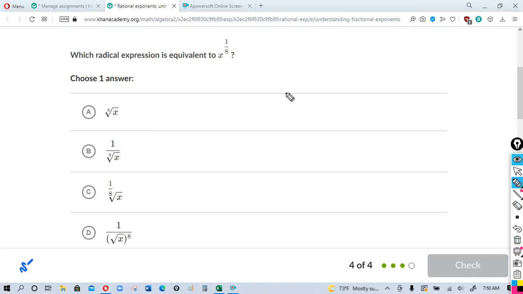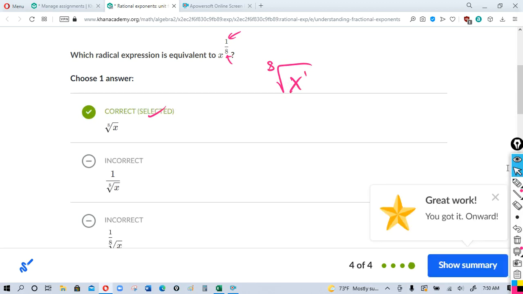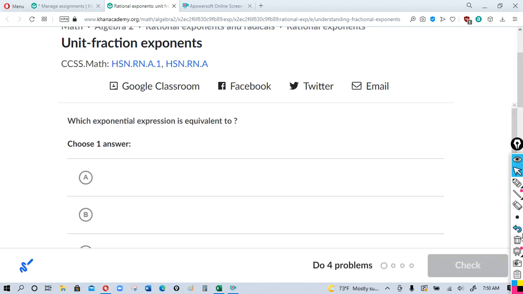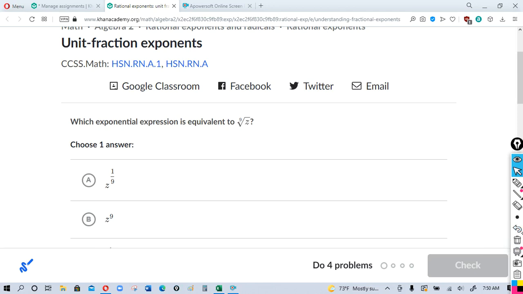All right, x to the 1/8. We have x. The numerator is the exponent, so it's x to the first power. All right, you can just leave it as x. The denominator is the root, so it's the 8th root of x. Answer A. All right, these are all pretty easy.